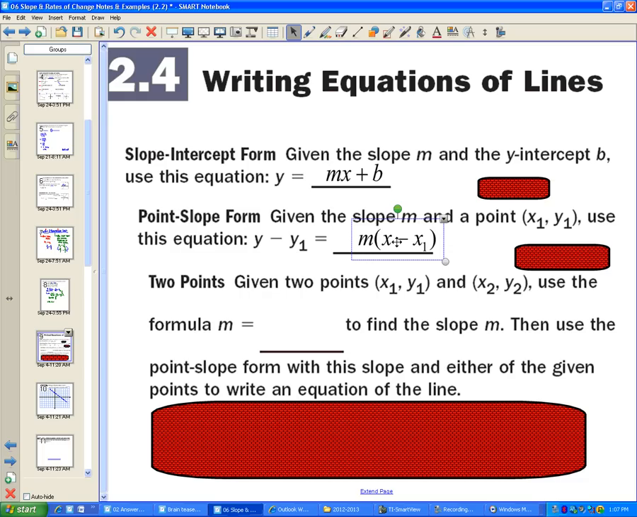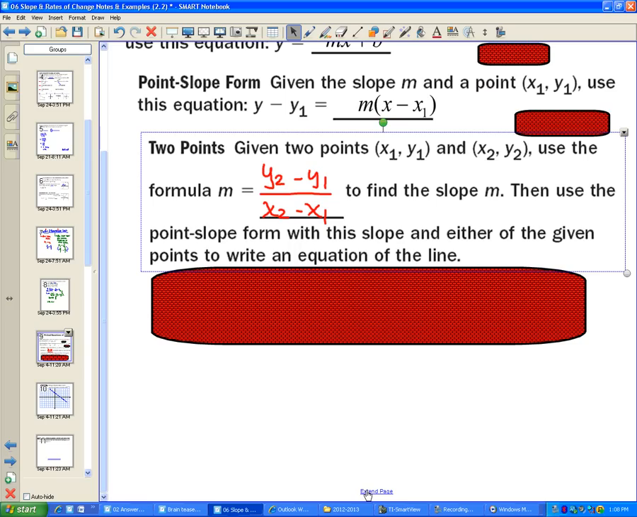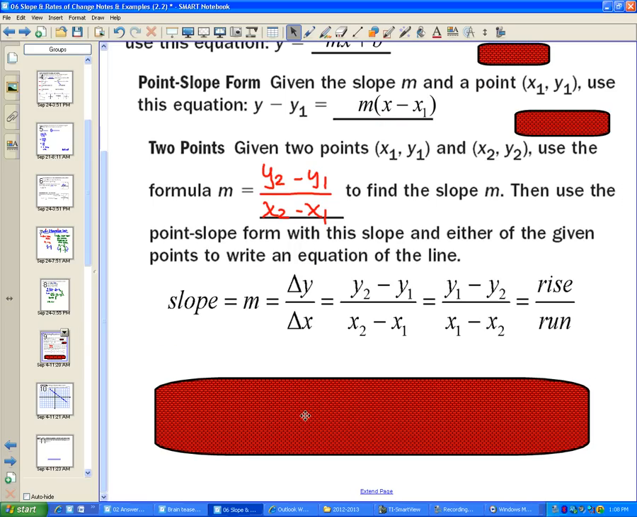Given 2 points, x1, y1, x2, y2, use the formula m equals y2 minus y1 over x2 minus x1. Change in y over change in x to find the slope. Then use the point slope form with this slope and either of the given points to write an equation of the line. So I find the slope, and then I use either point slope or slope intercept form. Let's see what we come up with. Let's try a couple of these.